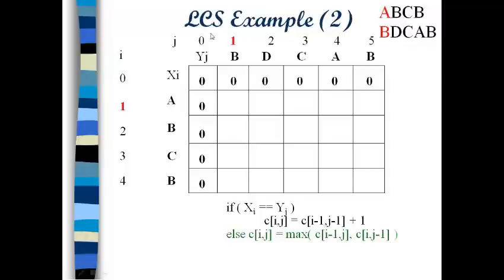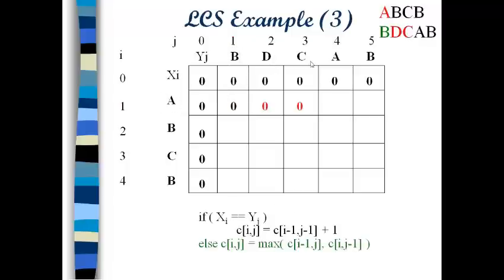And that said, we first initialize our first row and first column in the matrix to 0. We'll check A and B, mismatch, so we'll choose the maximum value between this and this, it will be 0. Then again check A and D, mismatch, so we'll choose the maximum value between this and this, it will be 0. Then again check A and C, mismatch, so the maximum is 0. Then again check A and A, match, so we will add 1 to this 0, so it will be 1.